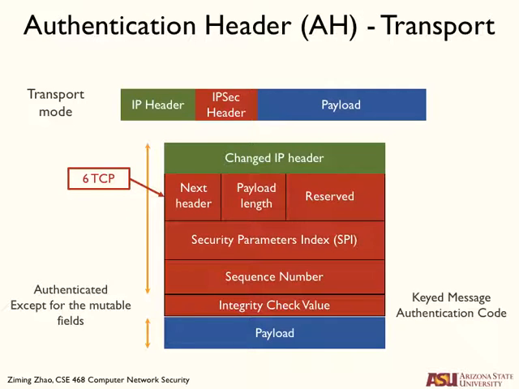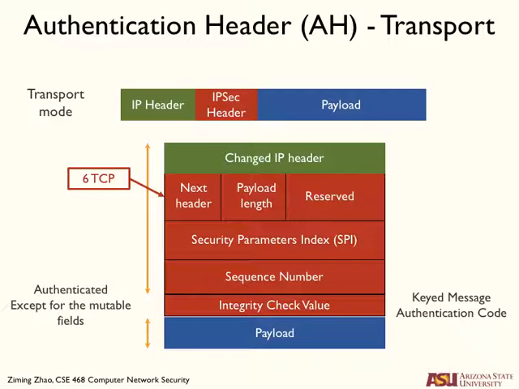So we're going to look at some mechanics of how it actually works. First, we will look at the Authentication Header protocol in transport mode. We know that in transport mode, the IPSec header is inserted between the original IP header and the original payload. This is what the new packet looks like. First, we have the old IP header, but this IP header also has to be modified.